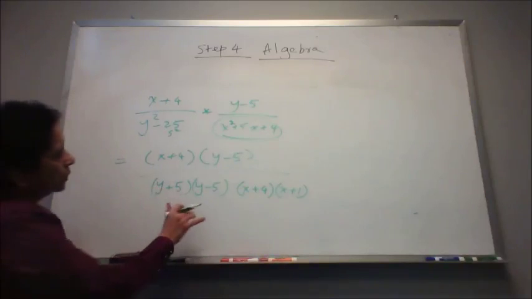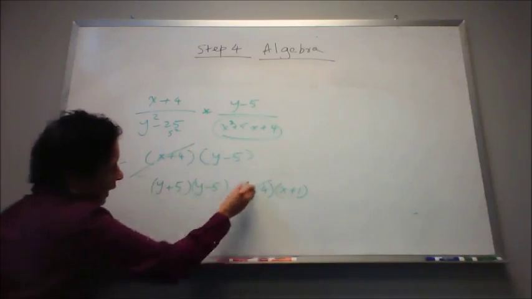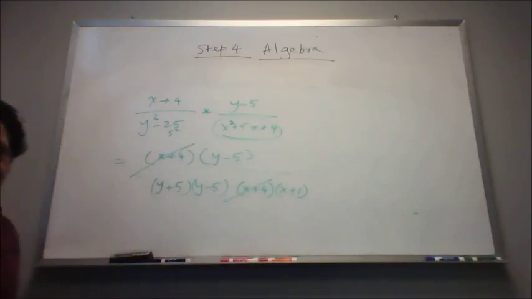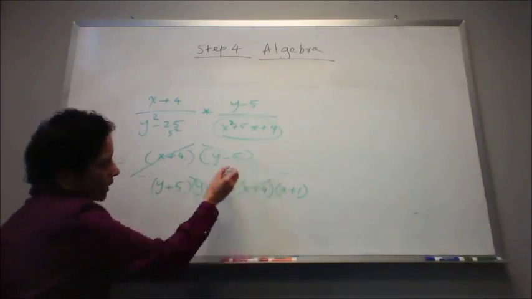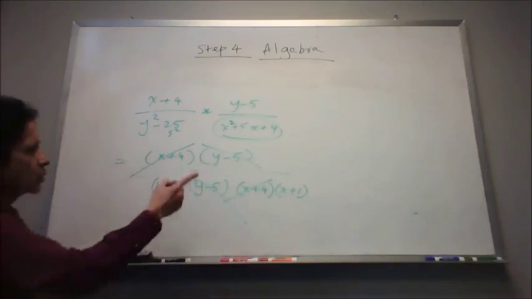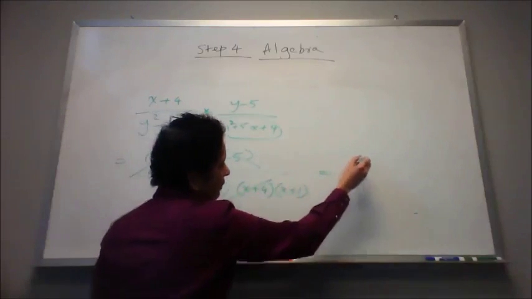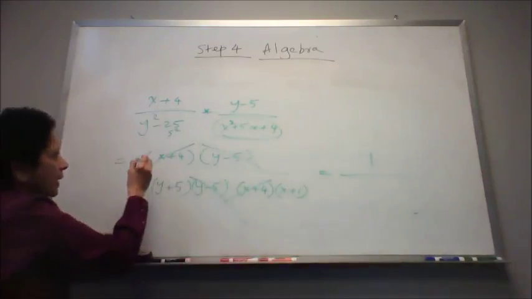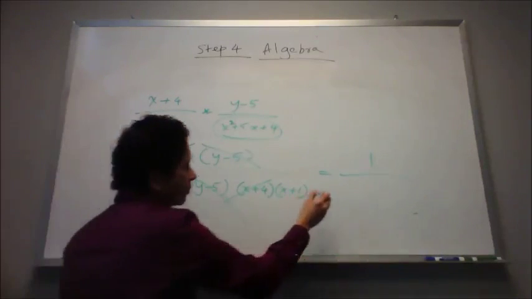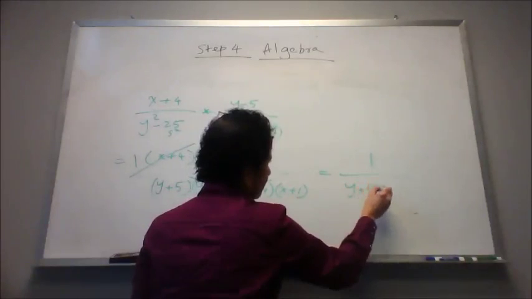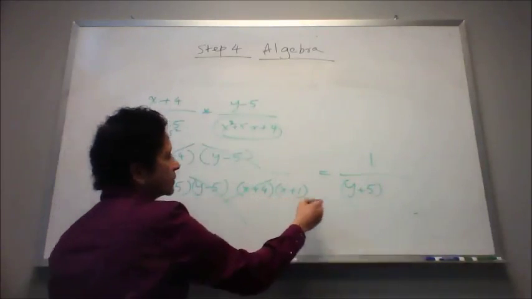So once you do this, then x plus 4, common factor, you can take them out. And then y minus 5, y minus 5, you can take them out. So on the top, I have nothing, that means that I have 1, right? If there's nothing, that means that's 1. And then I have y plus 5 on the bottom. Then I have x plus 1 on the bottom.